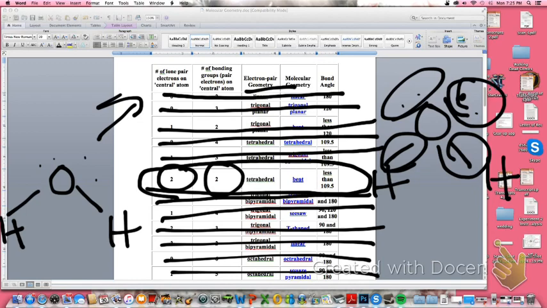Okay. So what are the bond angles? Well, the bond angles here are around 109.5. Okay, and this is what you're going to have to do for electron pair geometry.